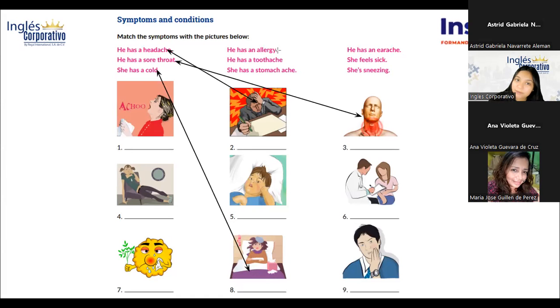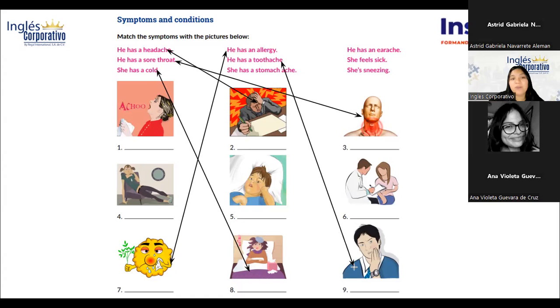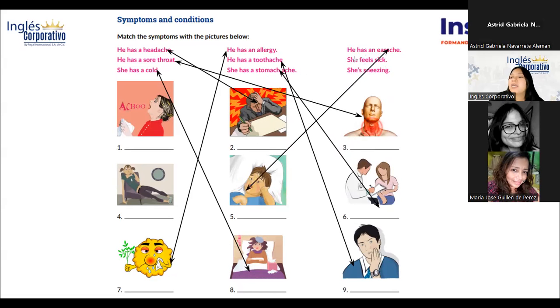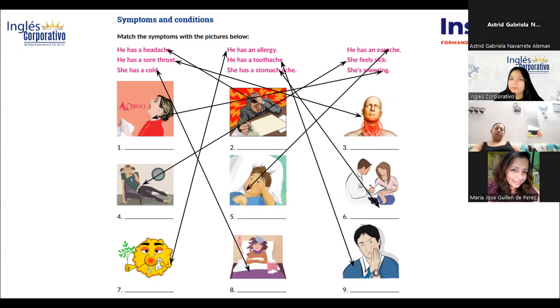Yes. Number seven. Very good. Now he has a toothache. Number nine. Okay, very good. He has a stomachache. Number six. Okay. He has an earache. Number five. She feels sick. Number four. And she's sneezing. Number one. Okay. So ella está estornudando. Estornudando, sneezing. Okay. Very good, guys.